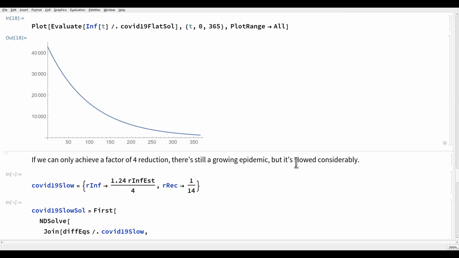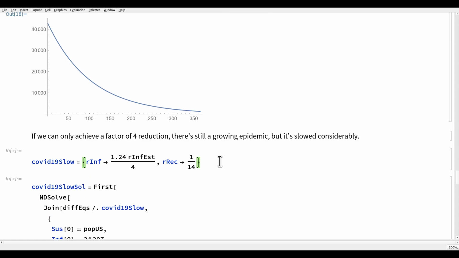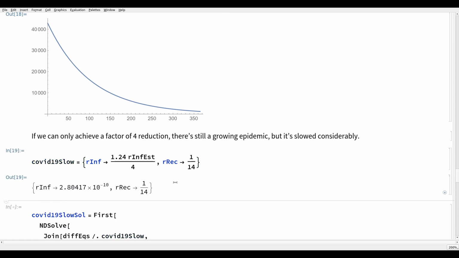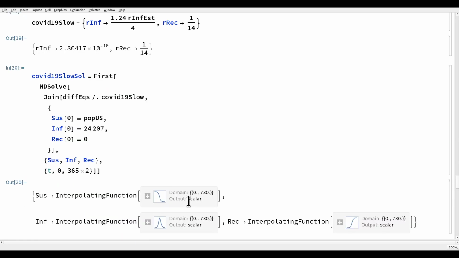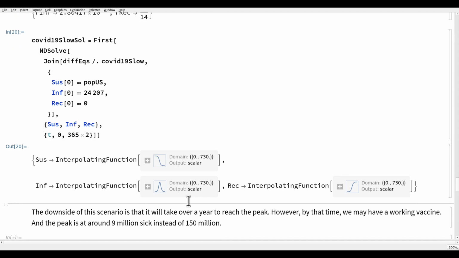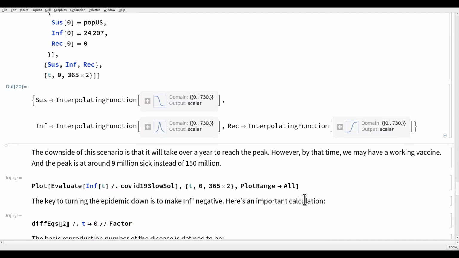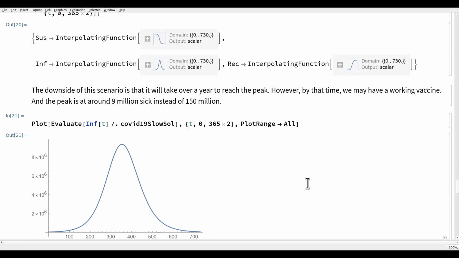Now, just to show how delicate this is, suppose that we can only achieve a factor of 4 reduction. There will still be a peak if we can get that factor of 4 reduction. But you can see that the peak is almost a year out.